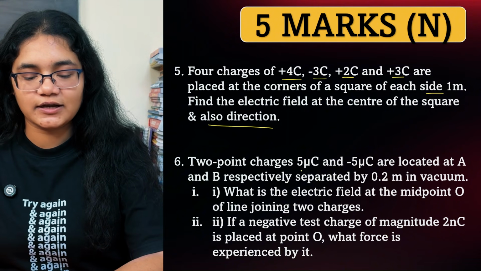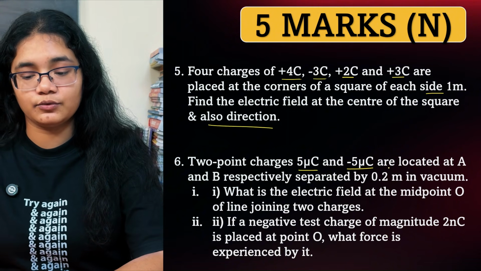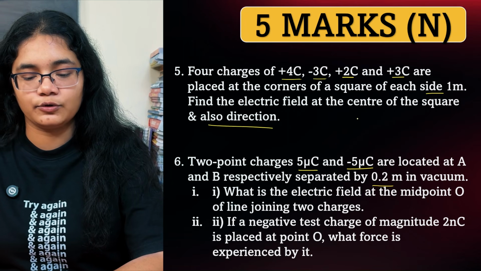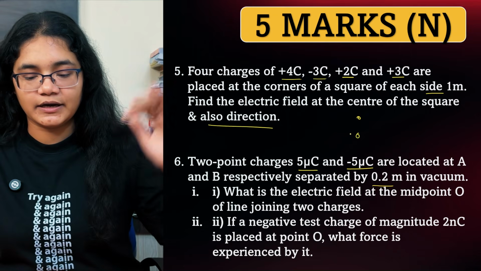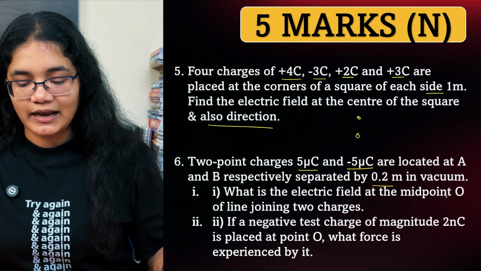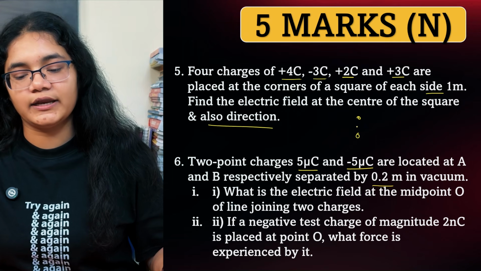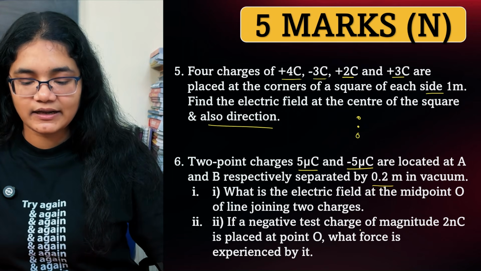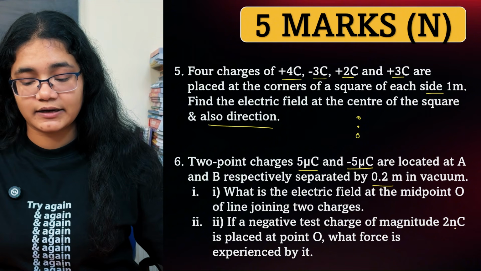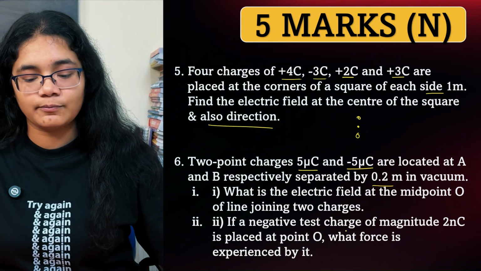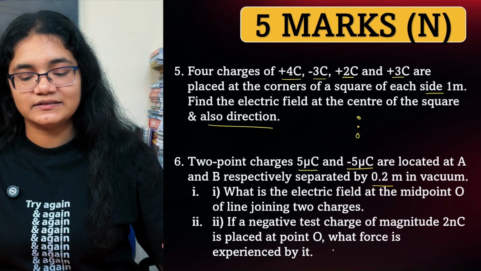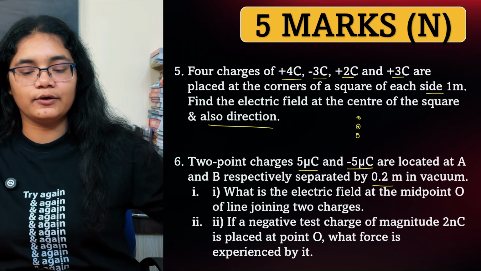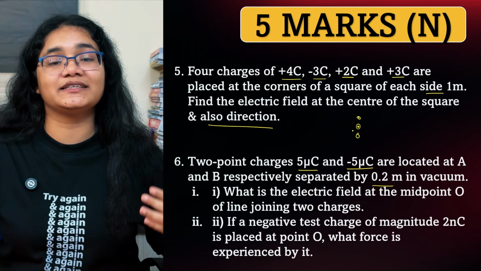Sixth one: 2 point charges 5 microcoulomb and -5 microcoulomb are located at A and B respectively, separated by 0.2 meter in vacuum. What is the electric field at the midpoint O on the line joining the two charges? And if a negative test charge of magnitude 2 nanocoulomb is placed at the point O, what force is experienced by it? So you have to calculate; this point is your O. If you place a 2 nanocoulomb charge on that, then what will be the force experienced by it?